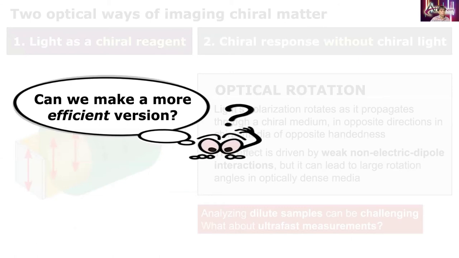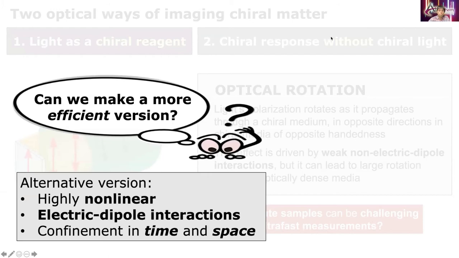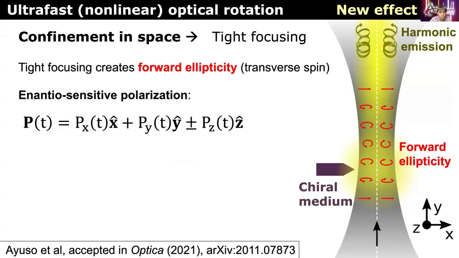I'm now going to introduce an alternative version of optical rotation, which is highly nonlinear, unlike traditional optical rotation. It relies purely on electric dipole interactions, also unlike standard optical rotation, and it requires confinement in time and in space. I'm about to explain what I mean by this. Confinement in space means that the spatial region where the field is intense needs to be small, as it happens in a tightly focused beam, for instance. And we need this confinement in space to create forward ellipticity or transverse spin.